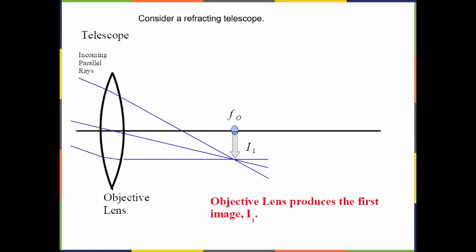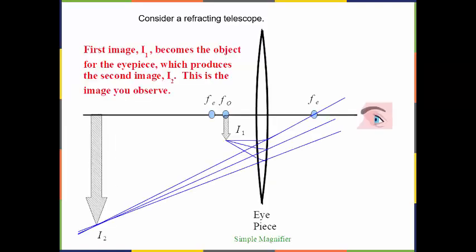Okay, so this is how a refracting telescope works. We take an objective lens, and it's a converging lens, and it takes parallel rays from the sky, from the star, and it produces a small inverted image. So the image is smaller than the star, and it's inverted, it's upside down. Then we take a magnifying glass and magnify the image.